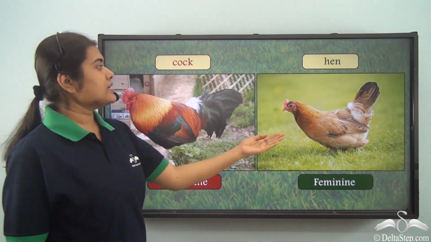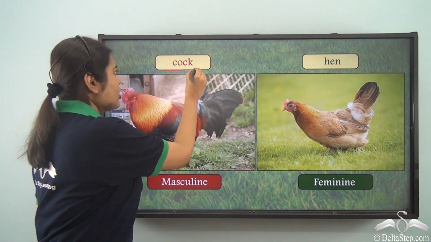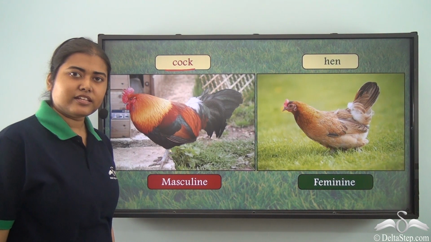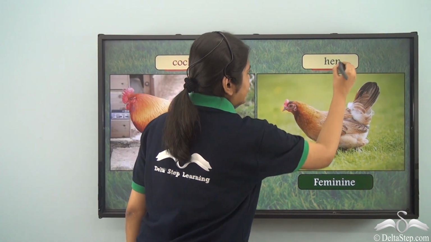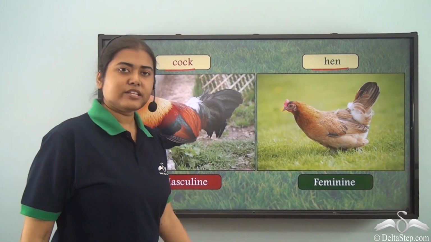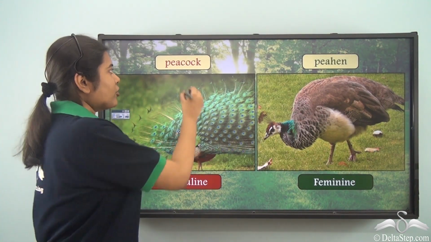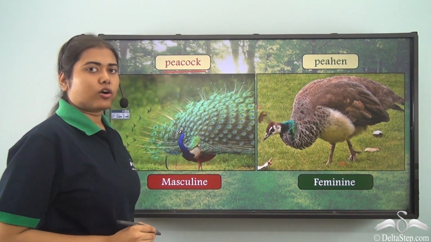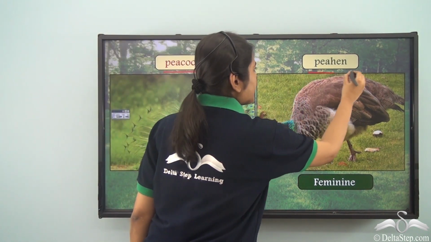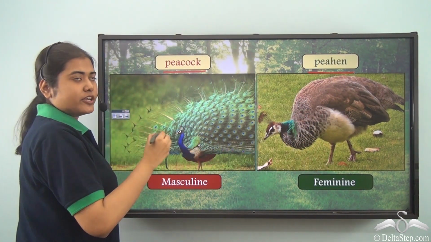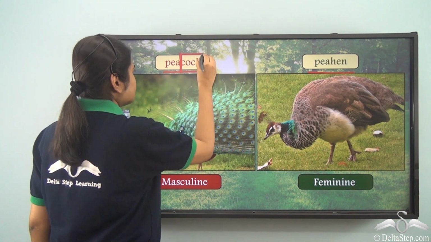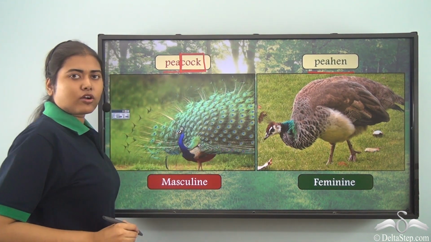Now look at these two words. The cock refers to the masculine gender, whereas the hen refers to the feminine gender. Now look at these two words. What do we have? Peacock. And what do we have here? Peahen. Now in the word peacock, notice this part, cock.